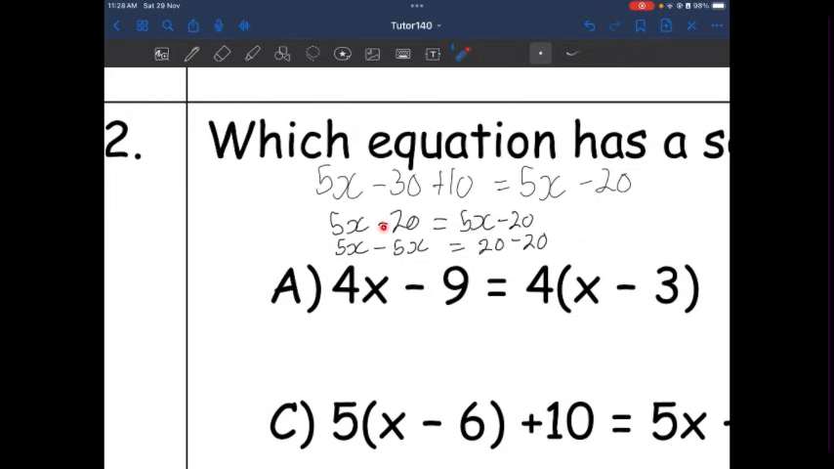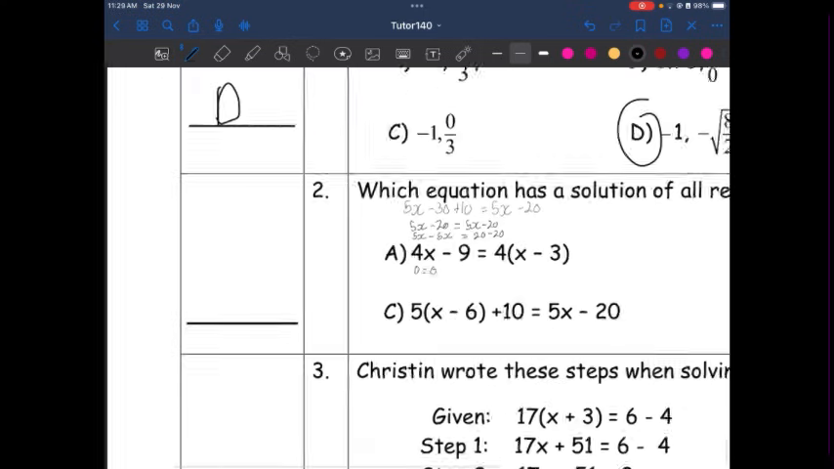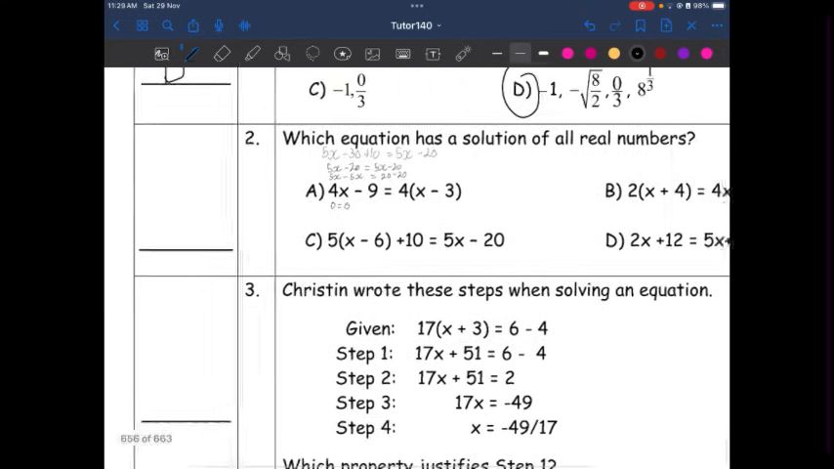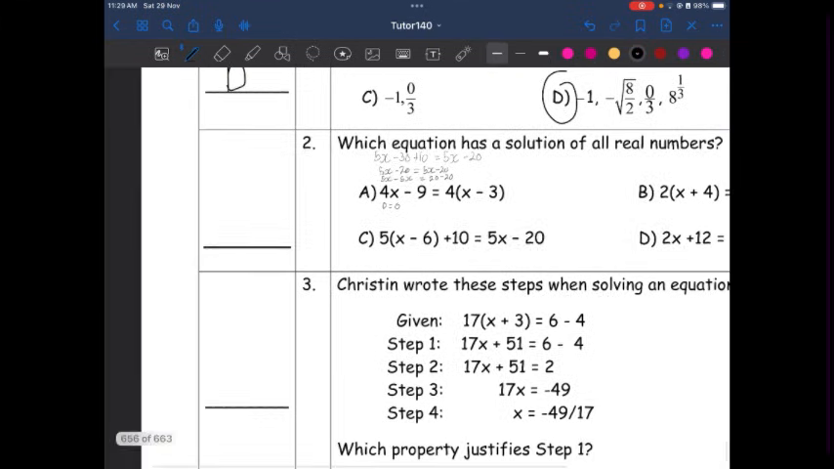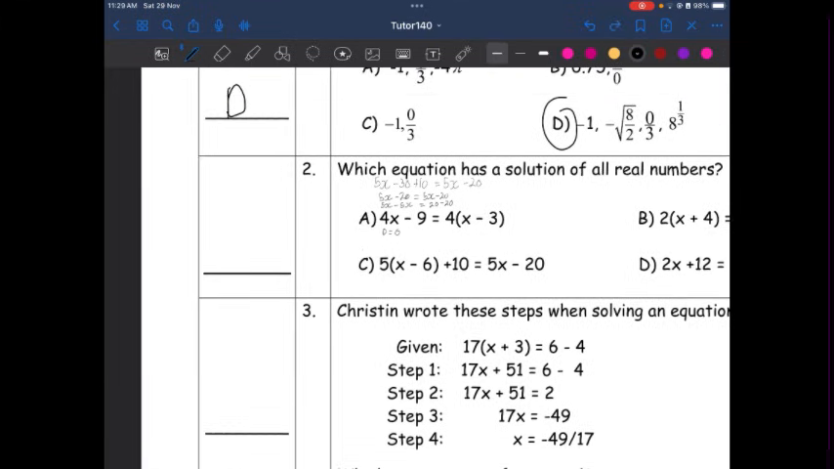I brought this over, it became a negative. I brought this over, it became a positive. And then finally this would just be 0 is equal to 0, which is what we want. So that has a solution of all real numbers. So our answer for this question is C.